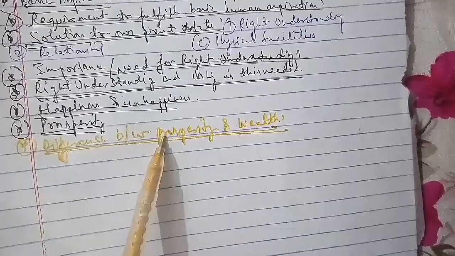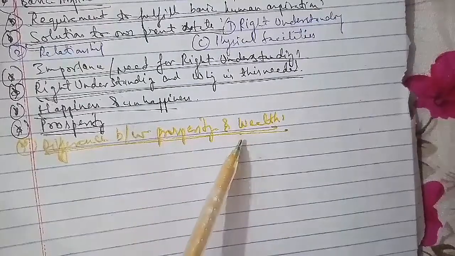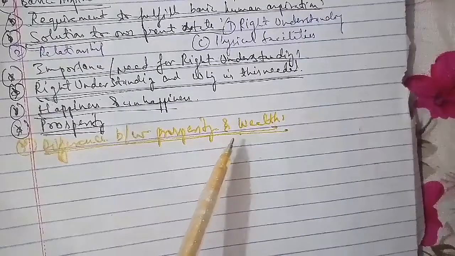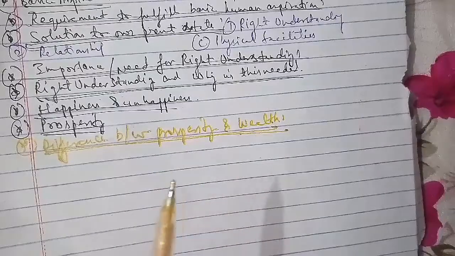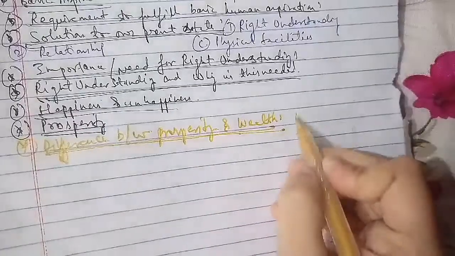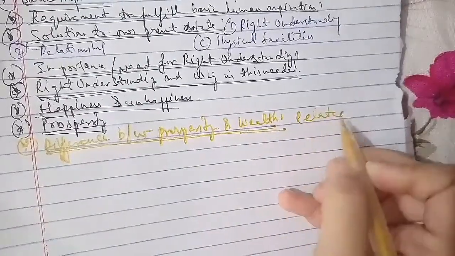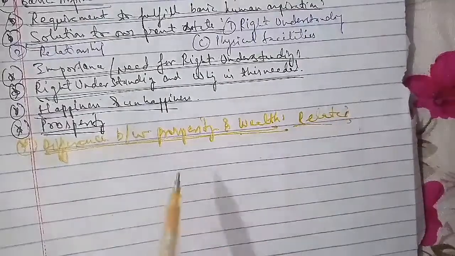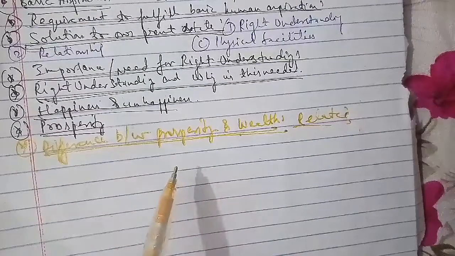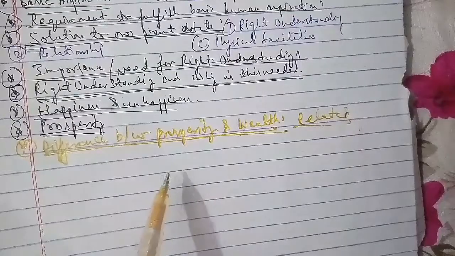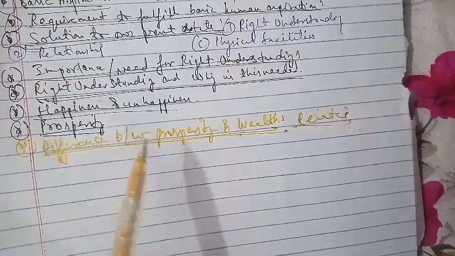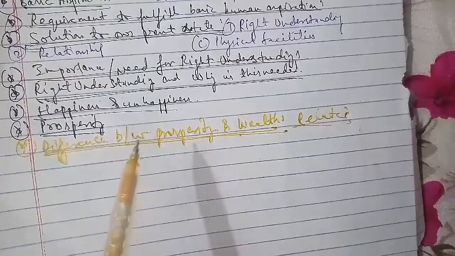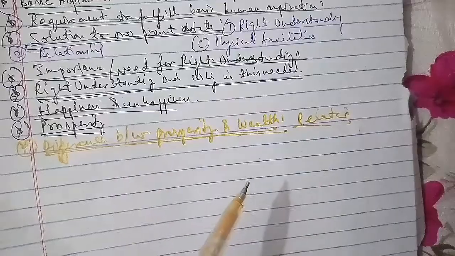Now we'll discuss how the two are related. There are two relations between them. The first is that wealth is a kind of prosperity, and the second is that prosperity includes wealth as well as other factors. So they are related like this. Now we'll discuss the present vision of a happy and prosperous life.